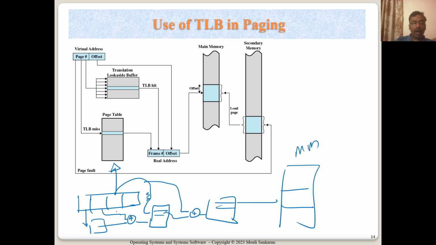Now how many accesses have I done? 1, 2, 3. With multi-level paging, 4 levels means 4 page table accesses. And remember, page tables reside in the main memory.